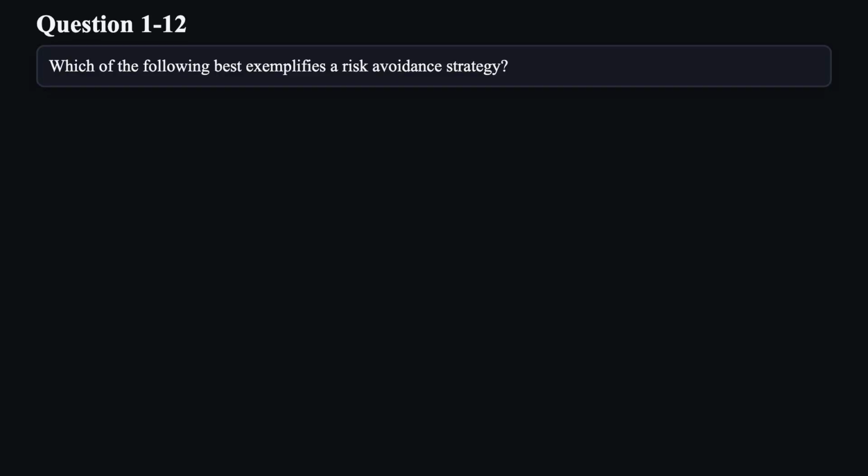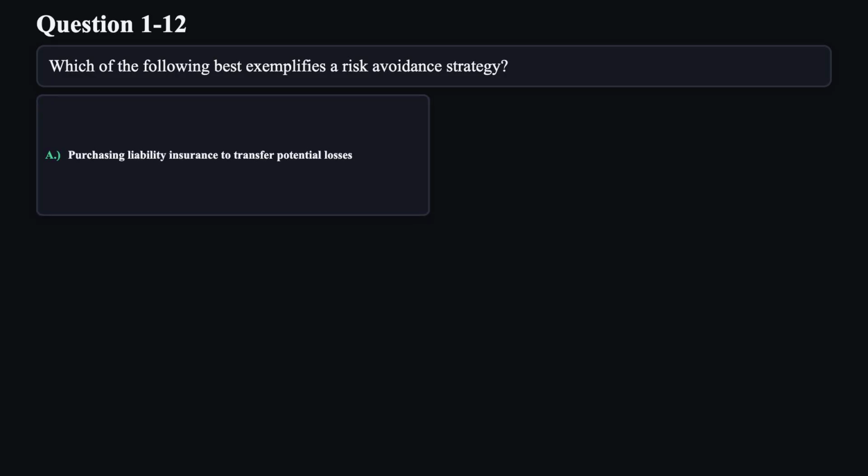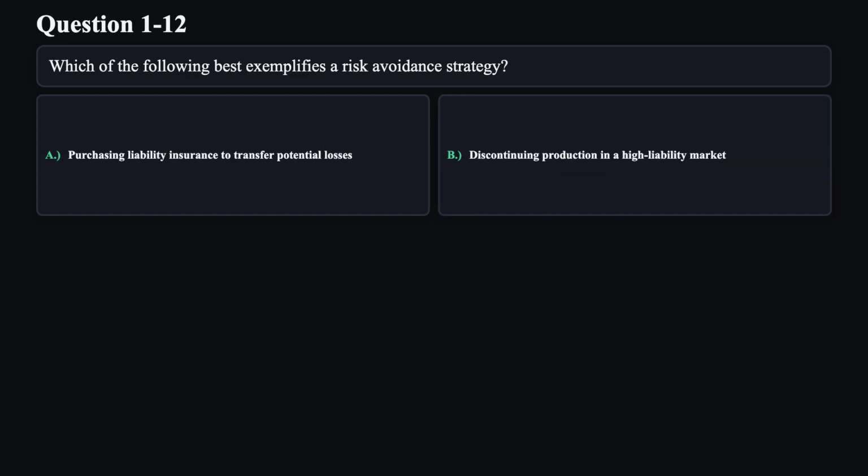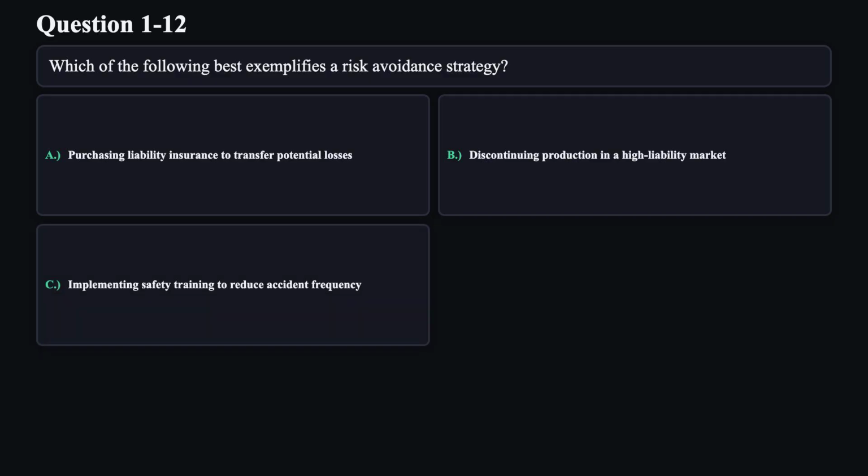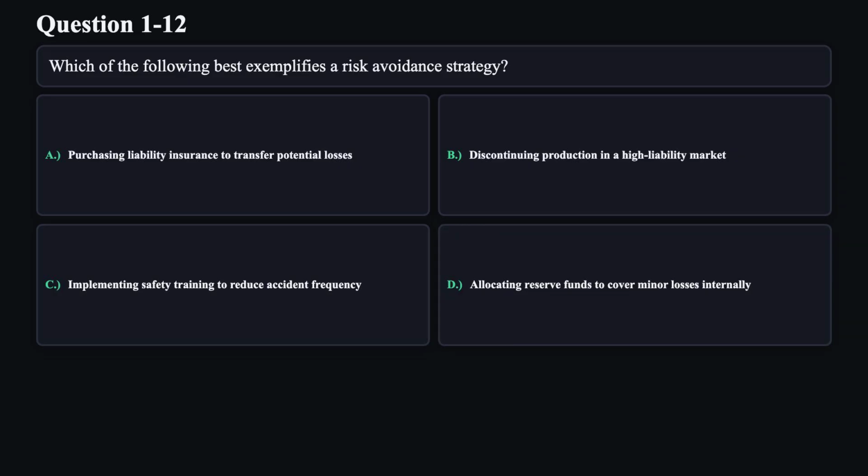Question 12. Which of the following best exemplifies a risk avoidance strategy? A. Purchasing liability insurance to transfer potential losses. B. Discontinuing production in a high liability market. C. Implementing safety training to reduce accident frequency. D. Allocating reserve funds to cover minor losses internally.